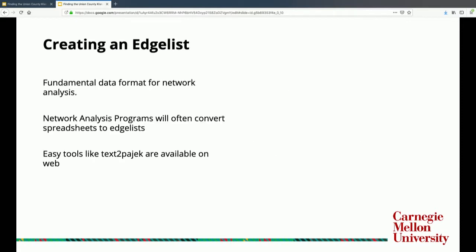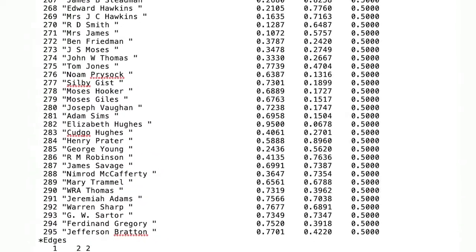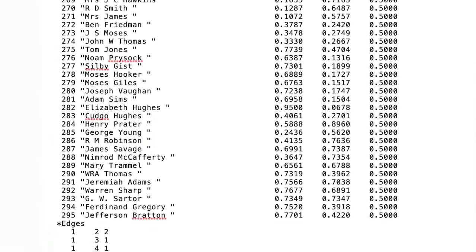The second step was creating an edge list. Okay, when I created my edge list, the edge list is the fundamental data format for network analysis. It's the format that the network is able to read. There are automated ways to do this through network analysis programs that will convert your spreadsheets to edge lists, or there are easy tools you can find on the internet to convert your format to edge lists.